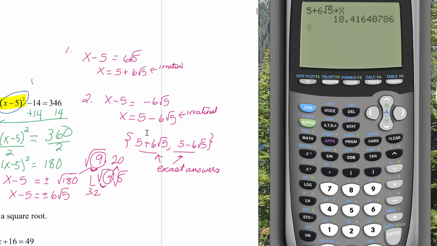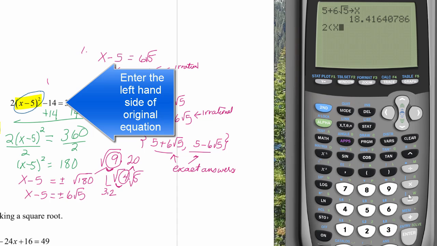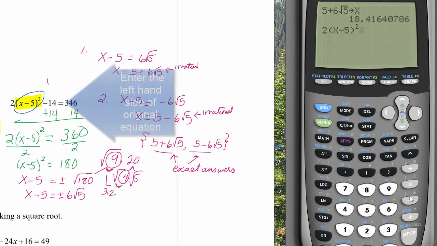Okay, but now I'm going to go back to my original equation and type in that left-hand side. So 2 parentheses x minus 5 squared minus 14. Boom. And that's what I wanted to see. I wanted to see that if I substituted in one of my answers, I got the 446 that's on the right-hand side of the original equation. Perfect. Okay, let's go to the next problem.